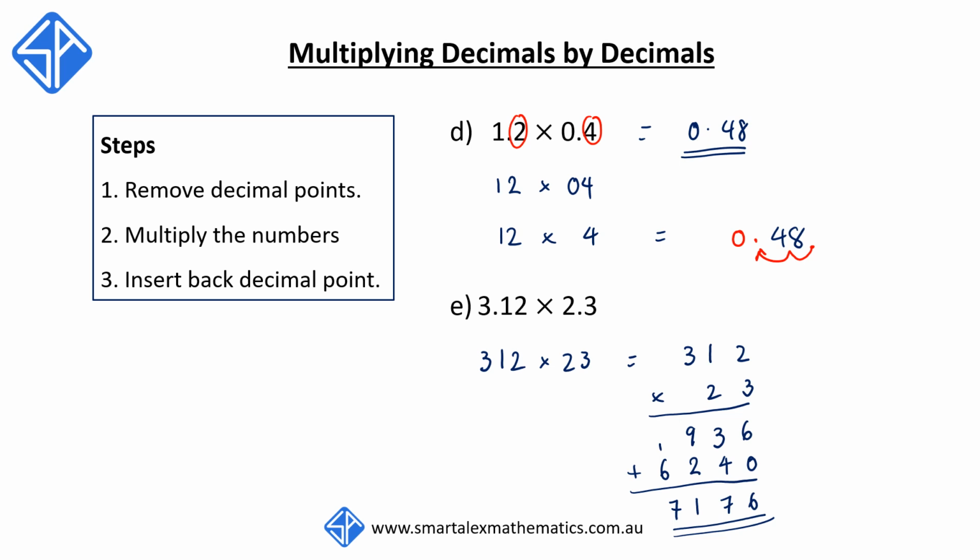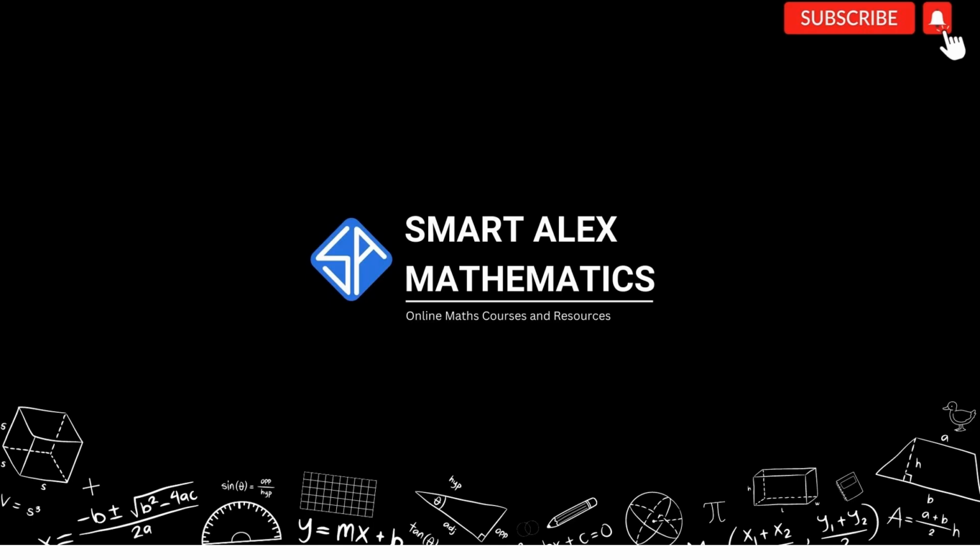7176. We then need to determine the total number of decimal places there are. There's 1, 2, and 3. So from the right of 7176, we're going to move the decimal point 3 places to the left. So our final answer to this question is 7.176.